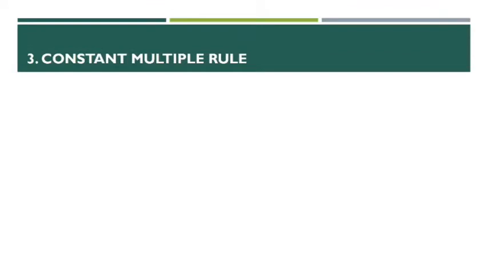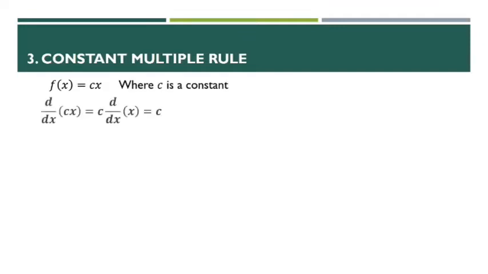Number 3, constant multiple rule. Given that f of x is equal to a constant c times x, where c is a constant, the derivative of the constant multiple is equal to c times the derivative of x, which is equal to c only.